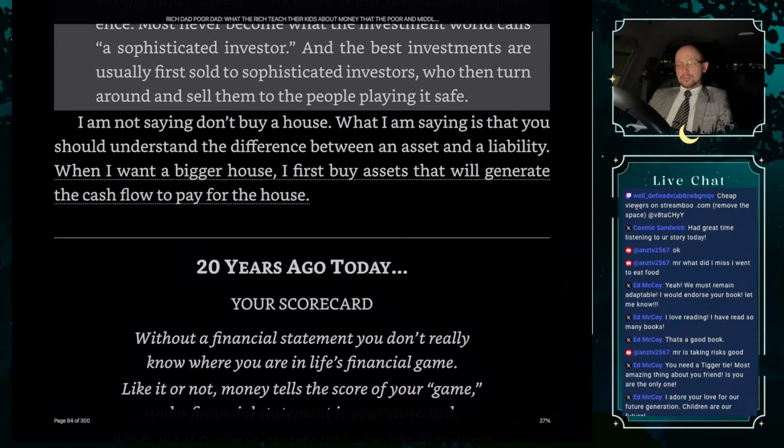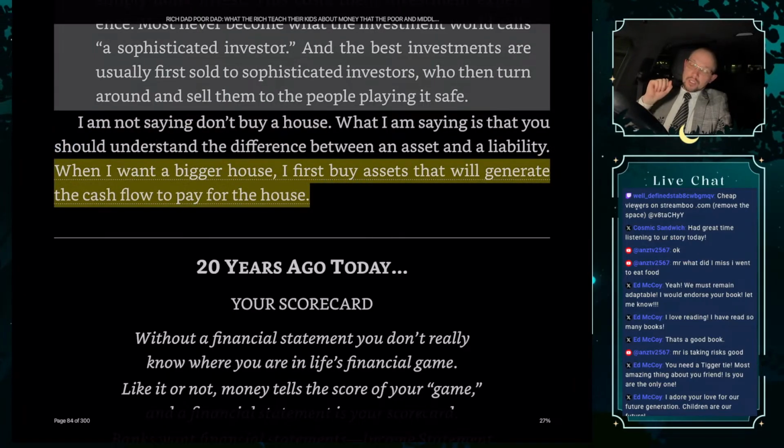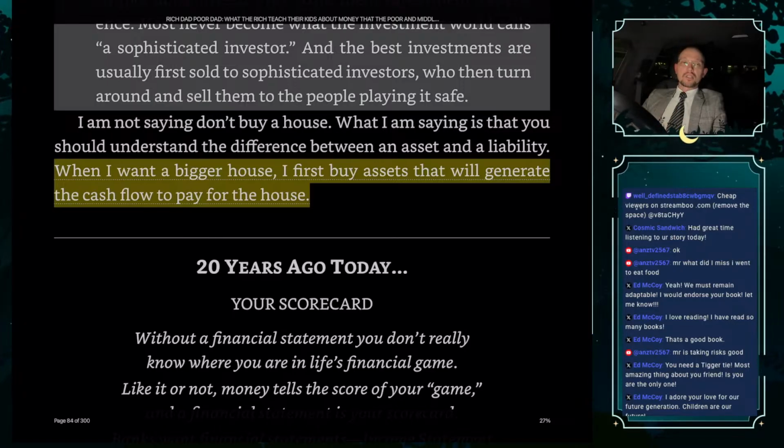I'm not saying don't buy a house. What I'm saying is that you should understand the difference between an asset and a liability. When I want a bigger house, I first buy assets that will generate the cash flow to pay for the house. And I think this might be an amazing point to end today's live stream, because it also perfectly ties to the story that I just explained. The first investment property that we bought in 2019, 2020 is literally what paid for the house that we are currently living in. So, yes, I did want to provide a house for my own family, but we purchased an investment property first, made 300K plus on it in 2 years, and that money was the money that we used to buy our own house.